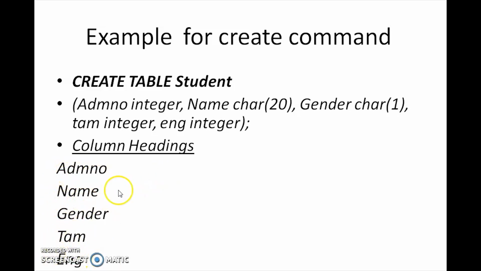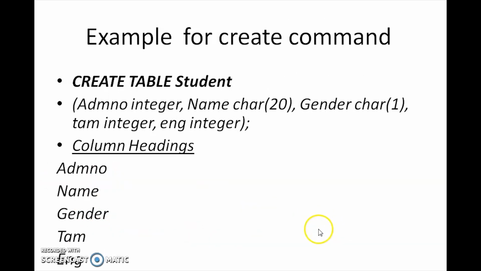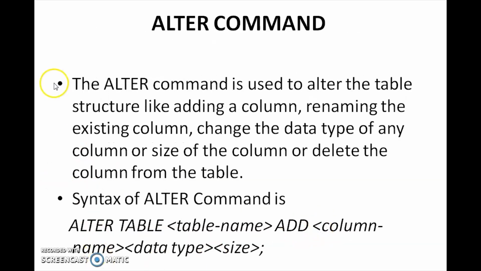So admission number is integer, name is of character which can accept 20 characters, gender is of character which can accept only 1 character, and Tamil and English are mentioned as integer, so they can store integer values. This is the example for the create command. So now we have seen the syntax and example for the create command: create table, table name, column name, data type, size. And next we are moving to the next command, that is the alter command.